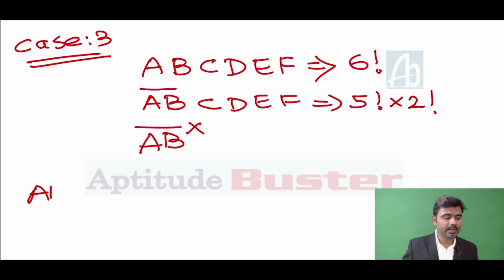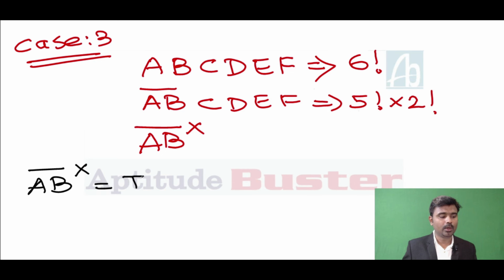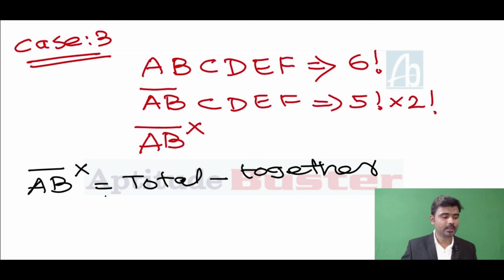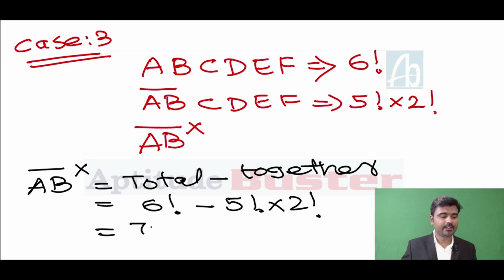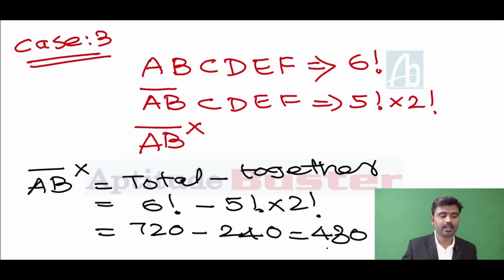See, A and B never together is equal to total minus together. What's the total arrangement? 6 factorial, minus the together arrangement, 5 factorial into 2 factorial. So the answer is 720 minus 240. The answer is 480. 480 ways are there in which A and B are never together.